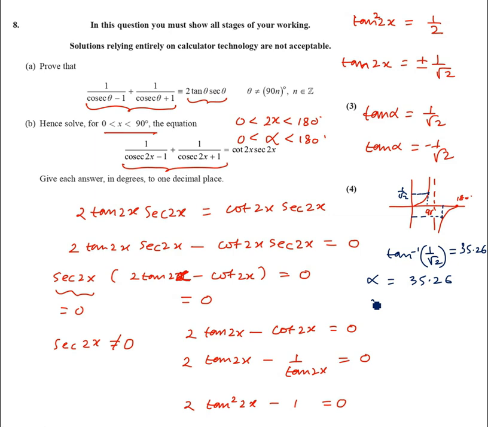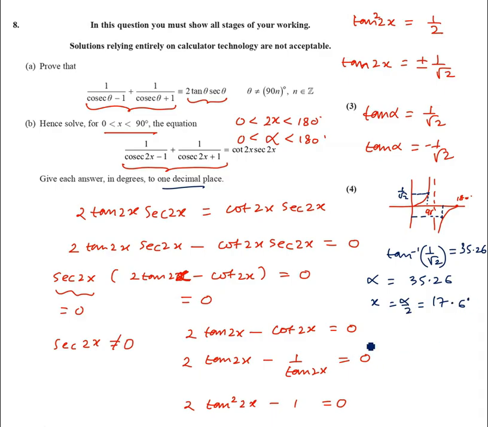That means 2x is alpha. That means x will be alpha divided by 2, which, if you divide this by 2, gave me 17.6. So we have to give the answer to one decimal place. So one of the solutions will be 17.6 degrees.